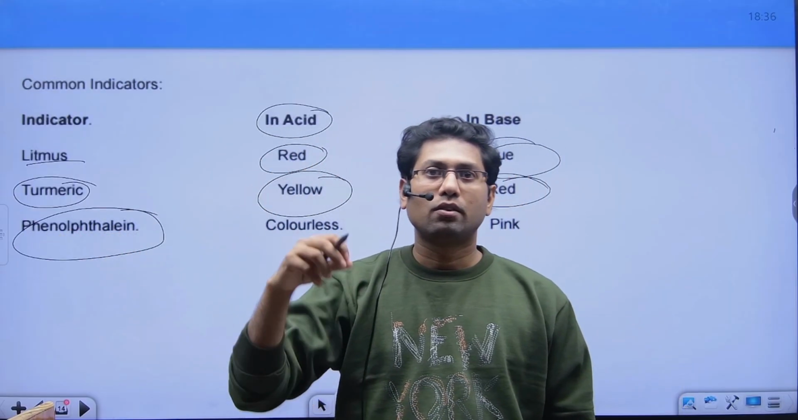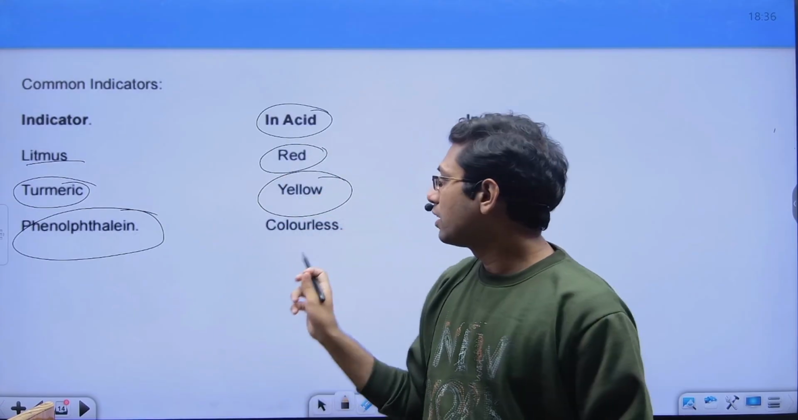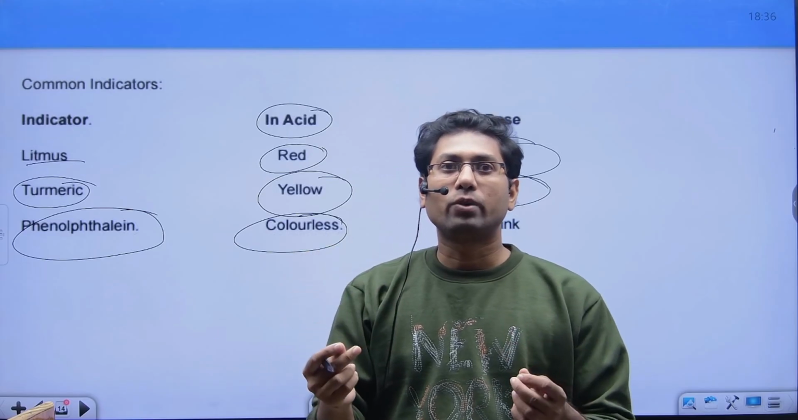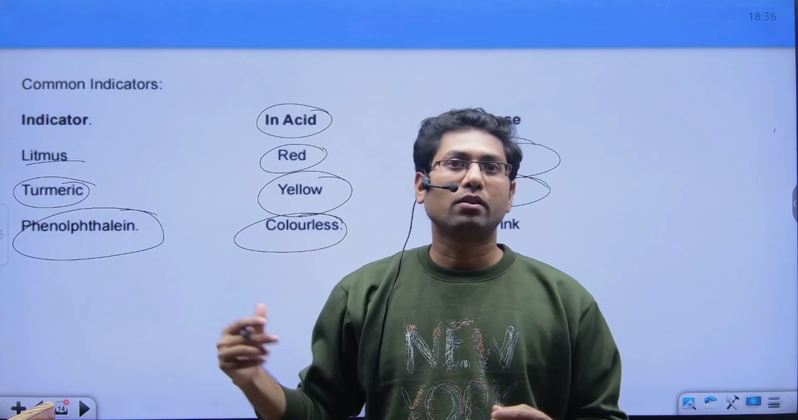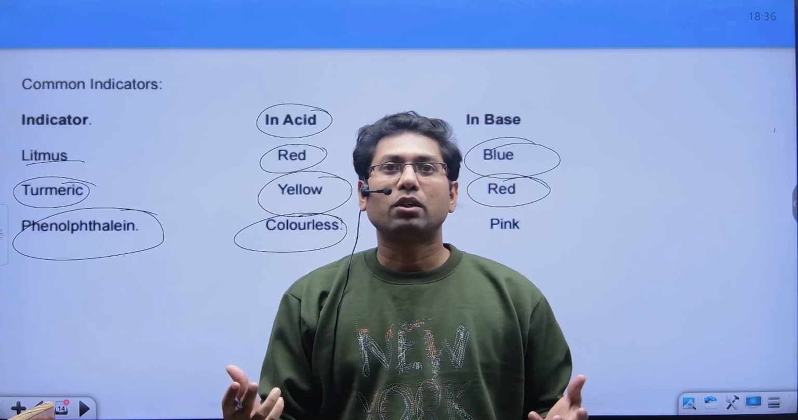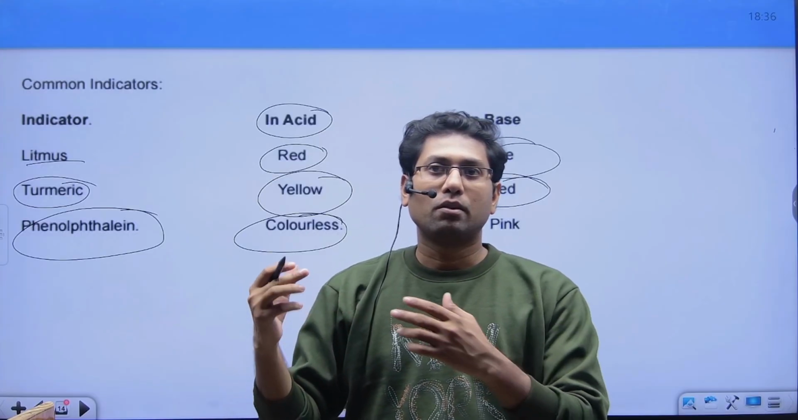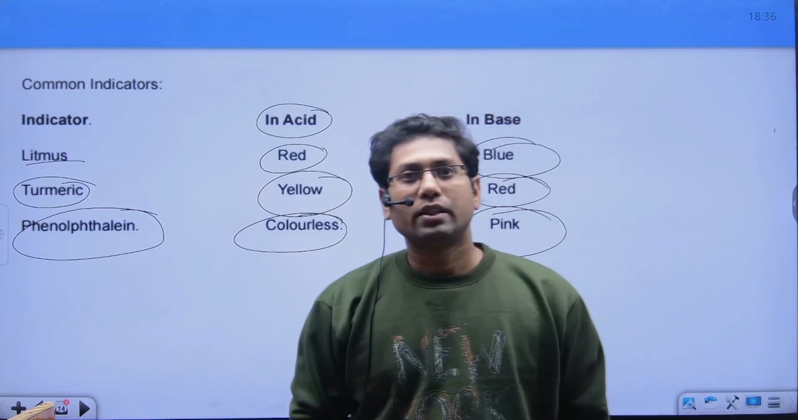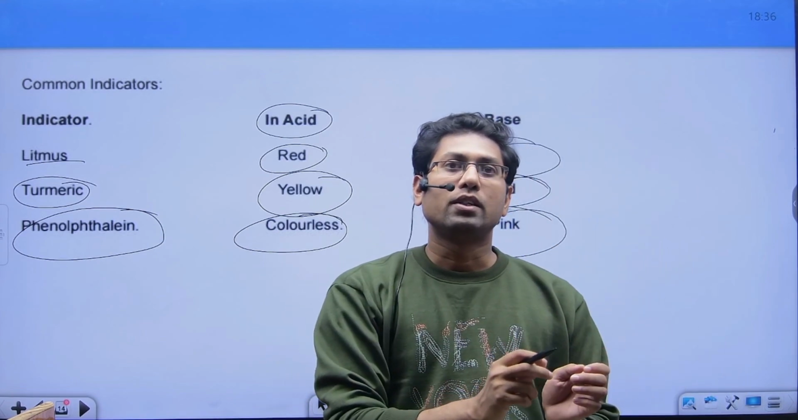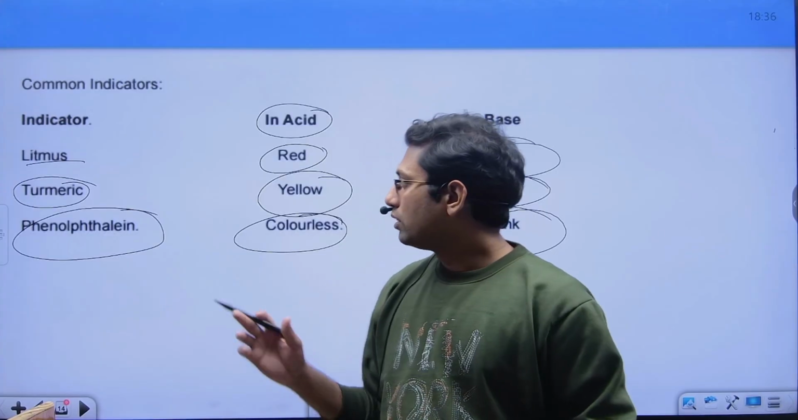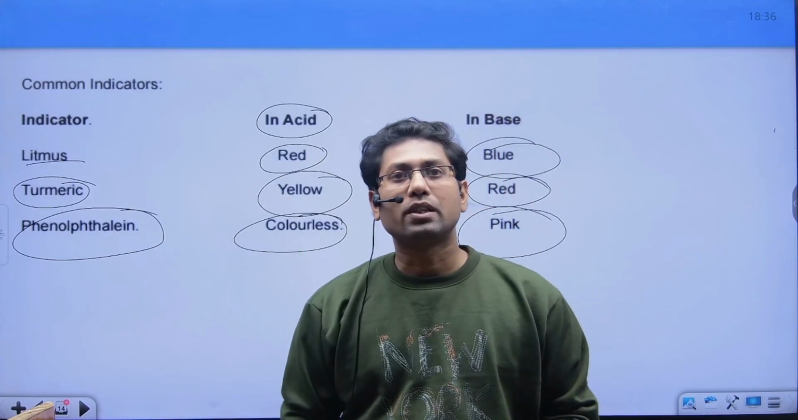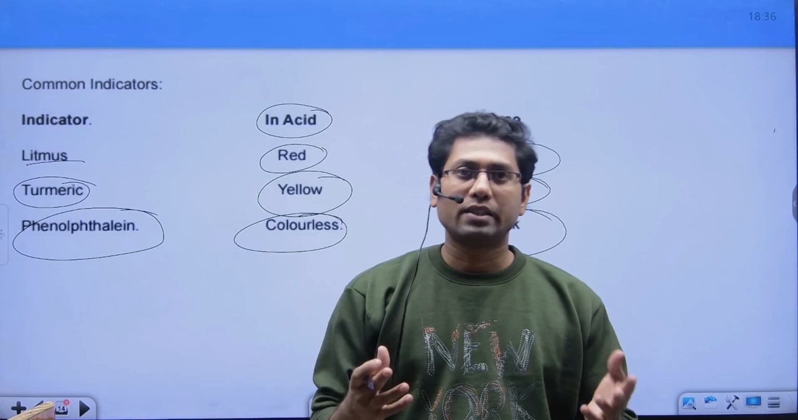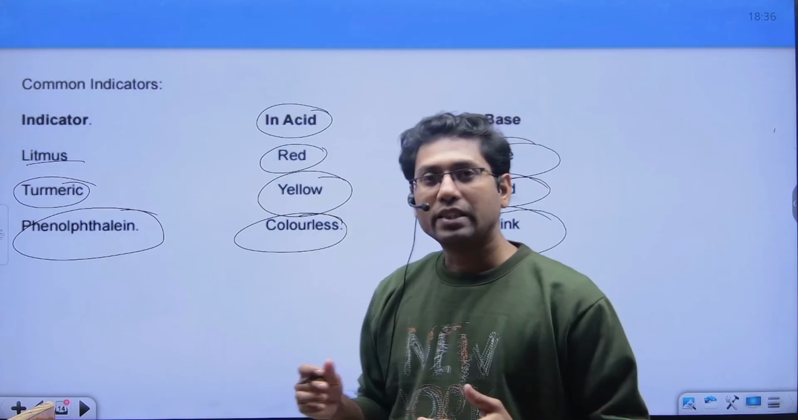So if we test phenolphthalein in acid, it will turn colorless. If that liquid is an acid, it will turn colorless. And if the color of phenolphthalein turns pink, then we can say that that particular substance or liquid is a base. This way we can identify whether a particular substance is an acid or a base.